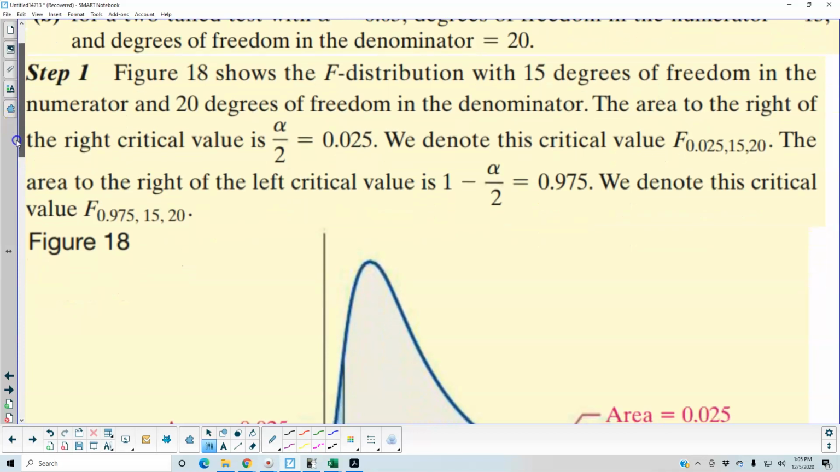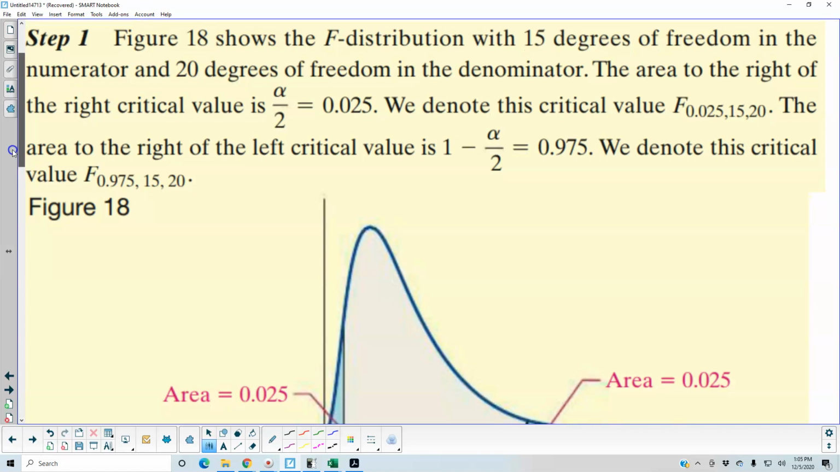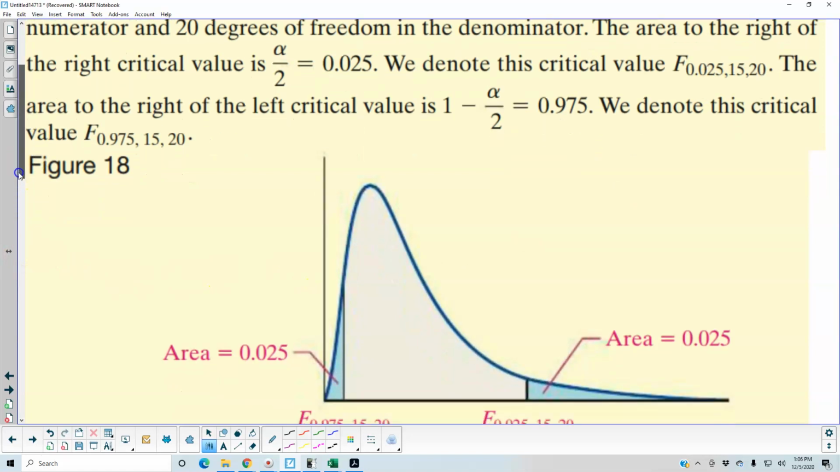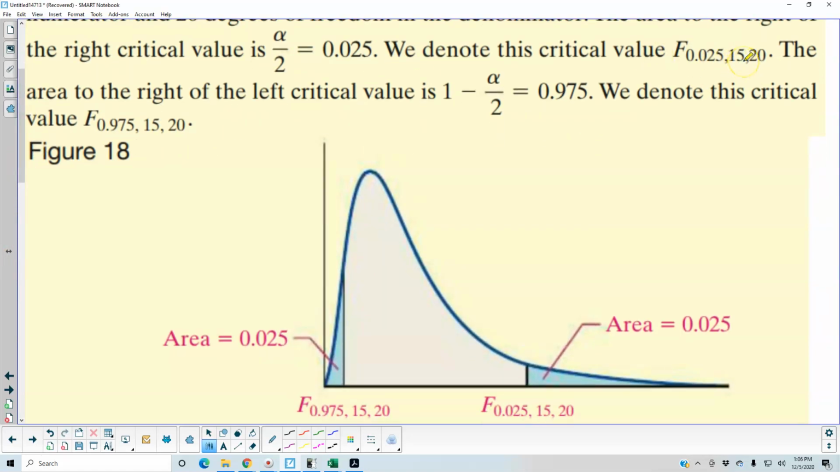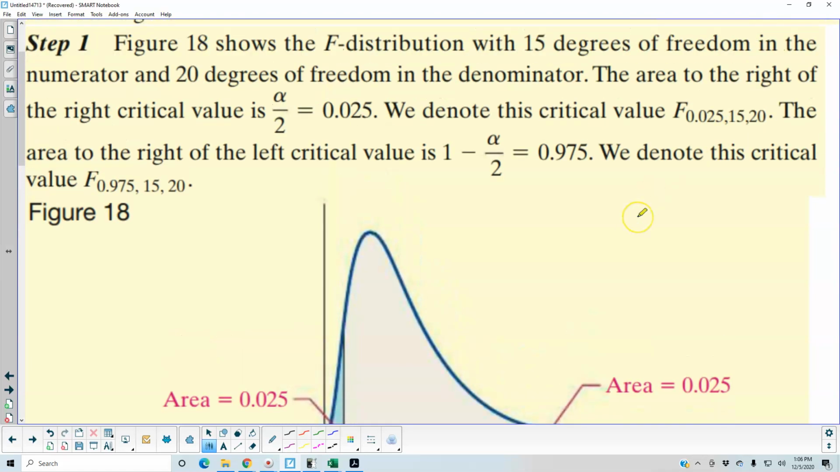So in step 1, we need to see what happens with this figure. Figure 18 is going to show the F distribution with 15 degrees of freedom in the numerator and 20 degrees of freedom in the denominator. Now the area to the right of the right critical value is going to be alpha divided by 2. And alpha, which is 0.05, divided by 2 is going to give us 0.025. So we denote this critical value as F 0.025, 15 degrees of freedom in the numerator and 20 degrees of freedom in the denominator.